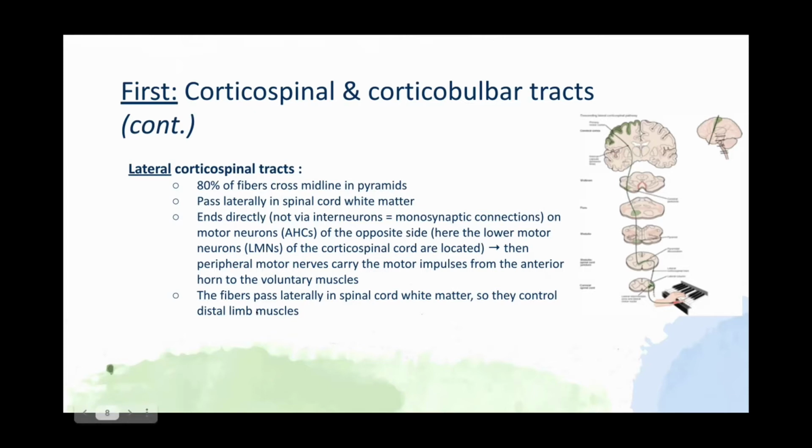And these are also details: which tract controls the distal limb muscles, which tract controls fine movement, and which tract controls voluntary movement. These details are also important.